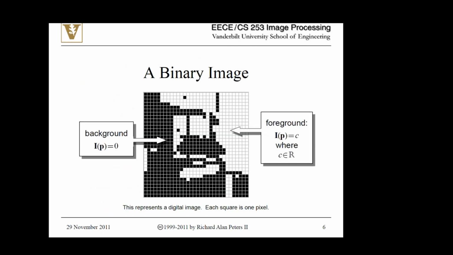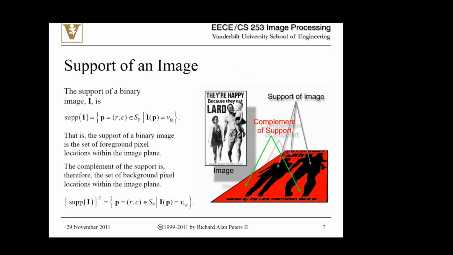Okay, so let's say that this is our binary image. This is our background, this is the foreground. The support of the image is the whole region where the image is defined. Actually, the support can also be defined where it takes the foreground value, so it is only the foreground. And then the complement of the support is the background.